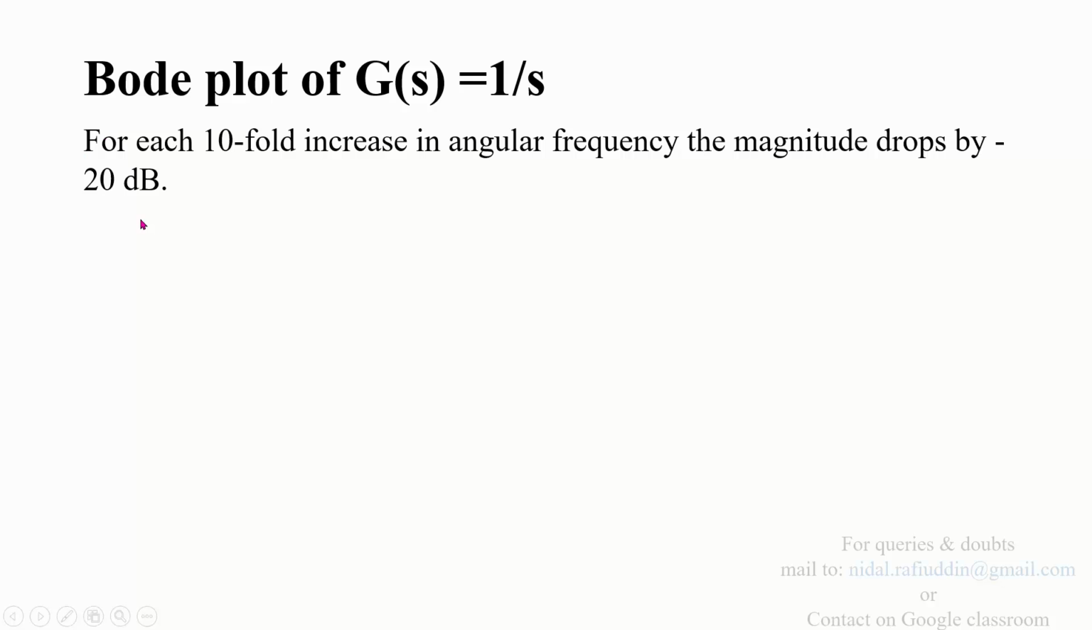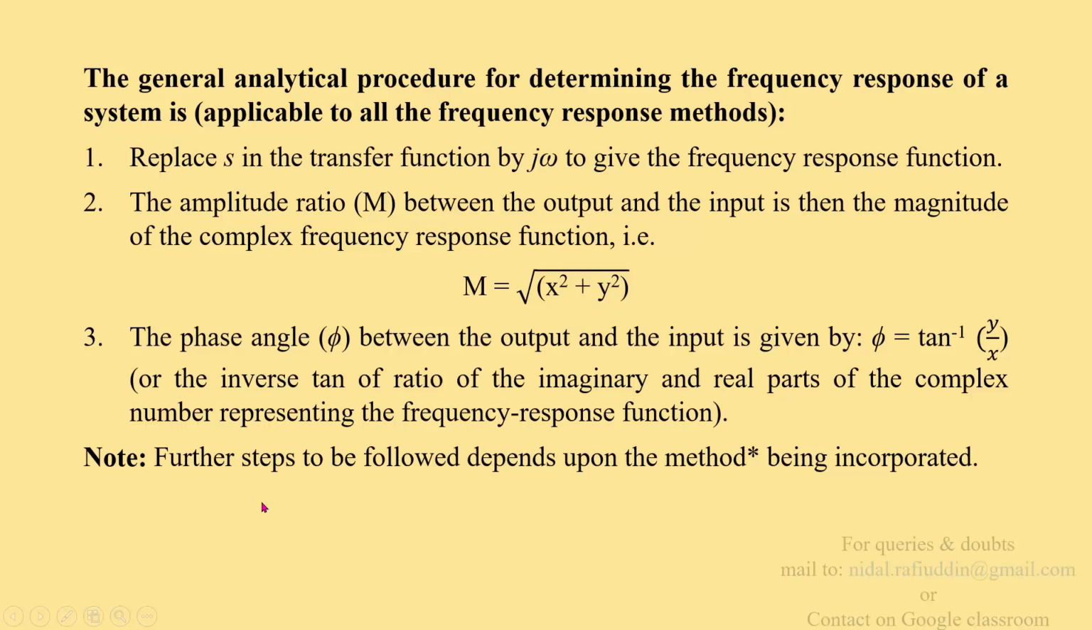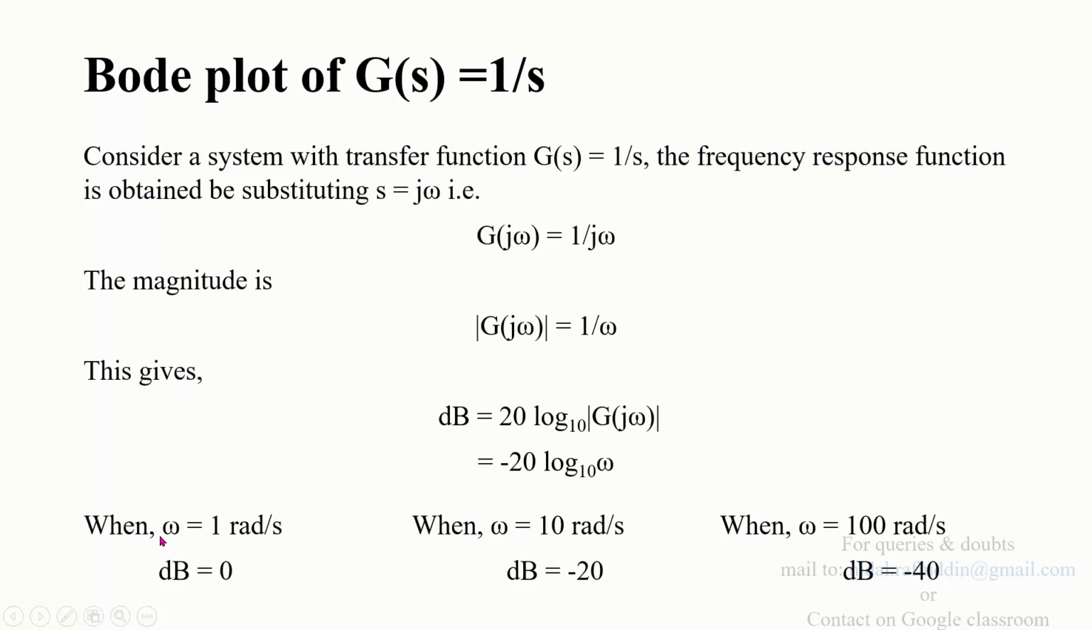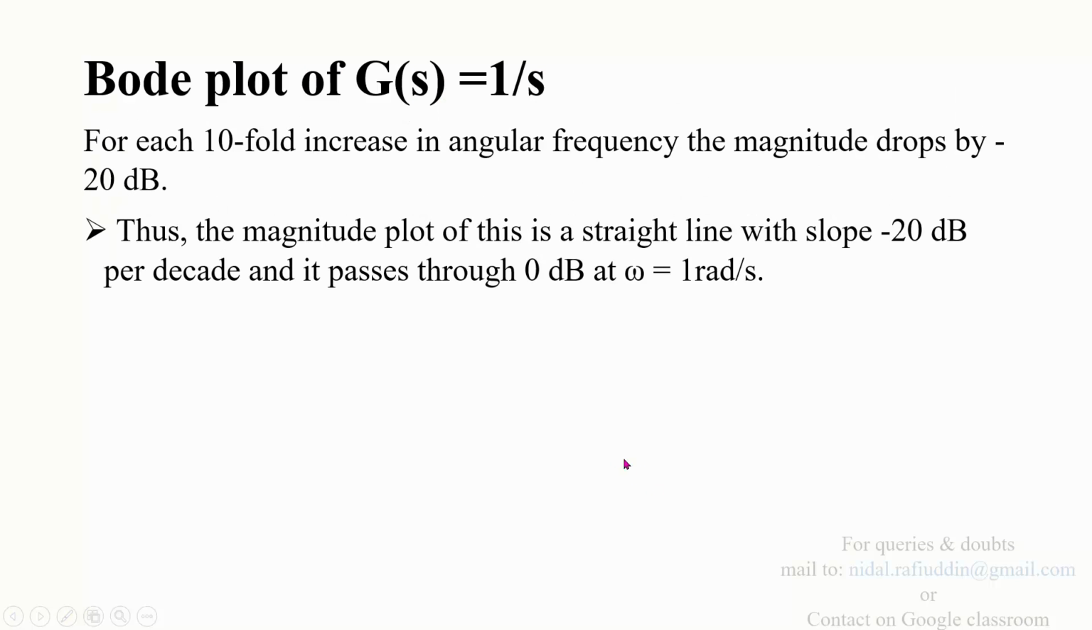Now in continuation, for each 10-fold increase in angular frequency, the magnitude drops by 20 dB. So this is what we saw. For a 10-fold increase in frequency, the magnitude drops by 20 dB. Thus the magnitude plot for this is a straight line with slope minus 20 dB per decade, and it passes through 0 dB at omega equal to 1 radian per second. Now we come to a new term, which is slope of dB per decade.